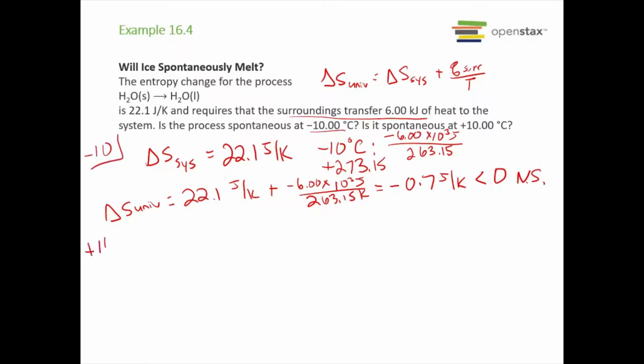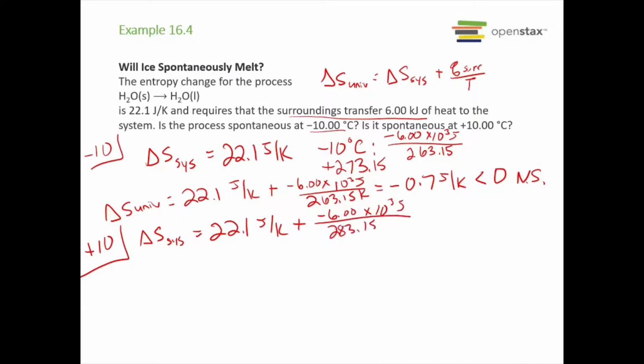Now let's do this at positive 10 degrees Celsius. So our delta S of the universe is going to equal 22.1 joules per Kelvin plus negative 6.00 times 10 to the third joules divided by, this time, 283.15 Kelvin. And that gives us positive 0.9 joules per Kelvin, which is greater than 0. So yes, this one actually is spontaneous. The melting would be spontaneous at 10 degrees Celsius.